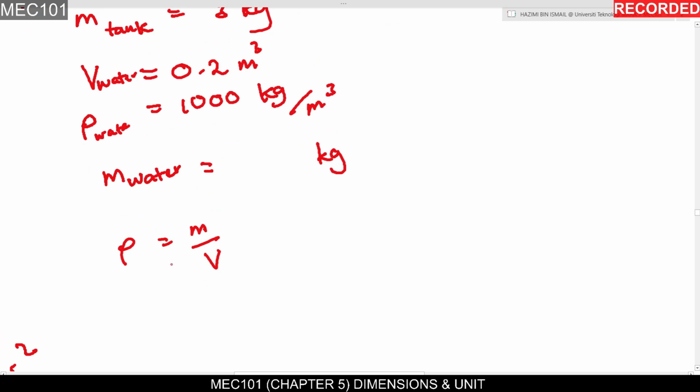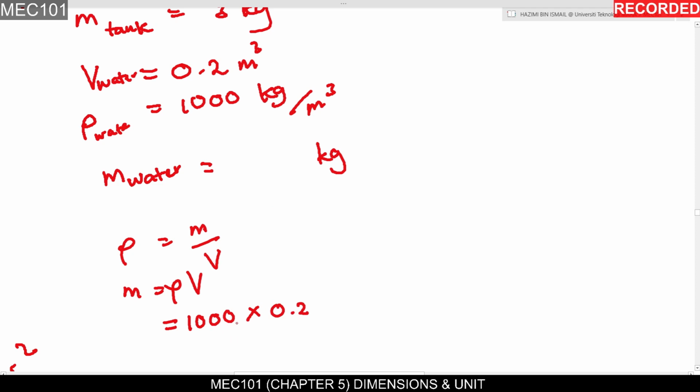So now I can manipulate these equations. So the mass can be found by density times volume. Okay, so what is the value of density? It is 1000. What is the value of volume? It is already given here, 0.2.